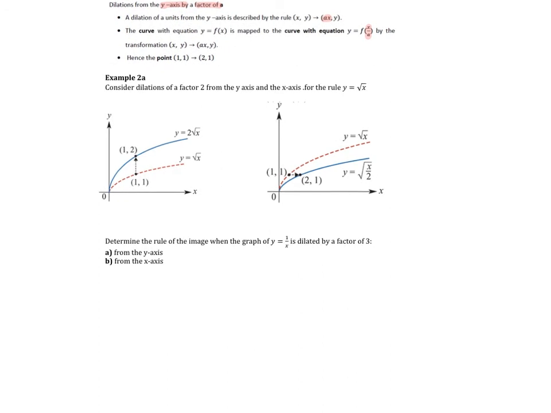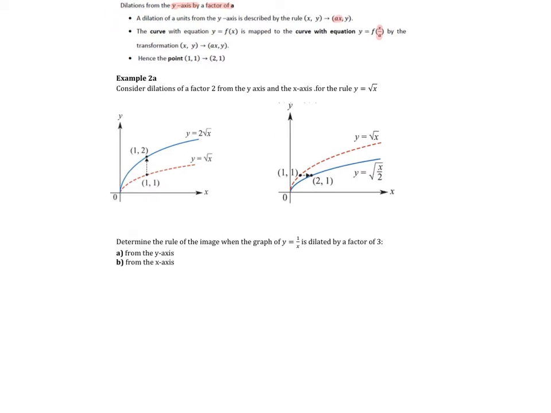So determine the rule for the image of the graph of y equals 1 on x if it's dilated by a factor of 3 from the y-axis first. So let's go from the y-axis. So same process. Let's start with the point x dashed, y dashed. Now, if I'm a factor of 3 from the y-axis, it means I'm stretching this way, so my x-coordinate gets affected. So the x-coordinate is 3 times bigger. The y value doesn't change. All right, so that's the sum of the transformation.